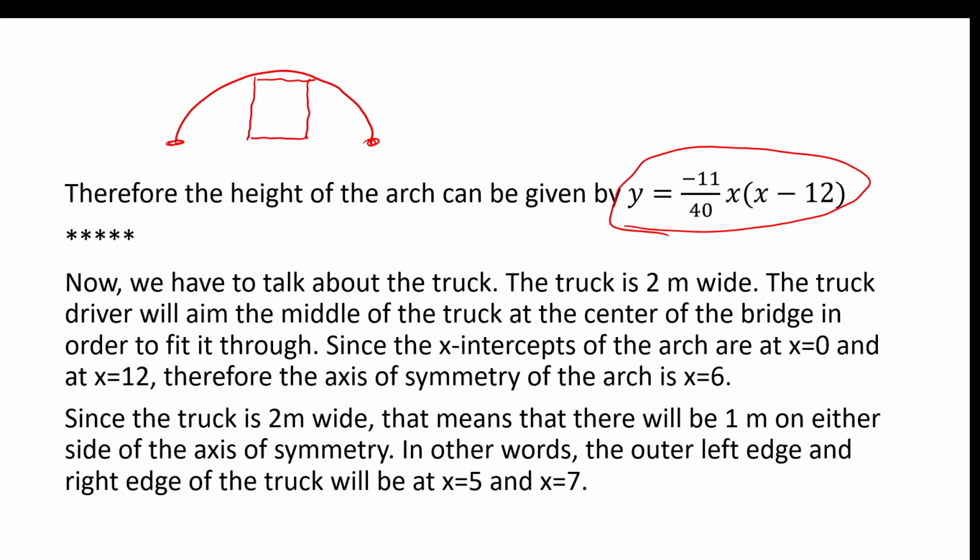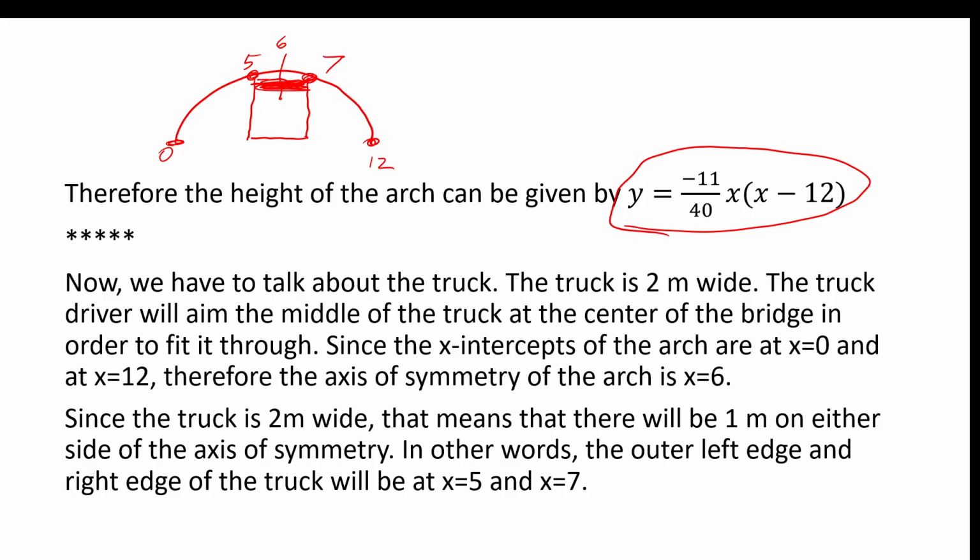Okay? Now, we know the middle x value is going to be 6 because it's 12 meters wide. And we see that this truck is 2 meters wide, so that means there's a meter on each side. So there's going to be an x value of 5 at one corner and an x value of 7 at the other corner. So the outer left edge of the truck will be at x equals 5, and the outer right edge of the truck will be at x equals 7.